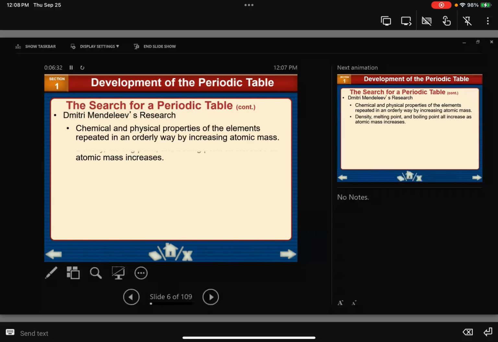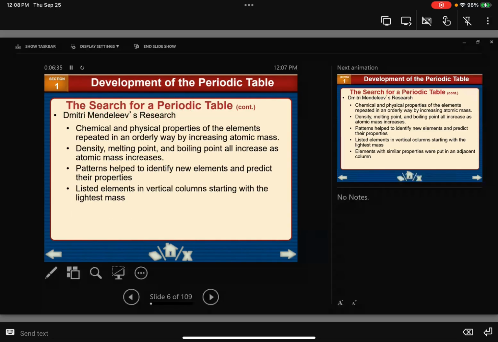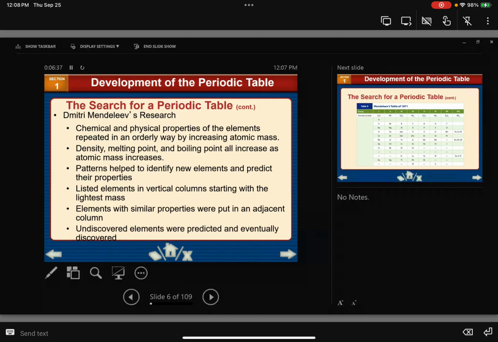So some more research by Dmitry Mendeleev. He put the chemical and physical properties of these elements in a repeated orderly way, and he put them in order by increasing atomic mass. So he was kind of building off what Dobereiner did. He included information like density, melting point, boiling point, and that it all increases as the atomic mass increases. So he was seeing that pattern.